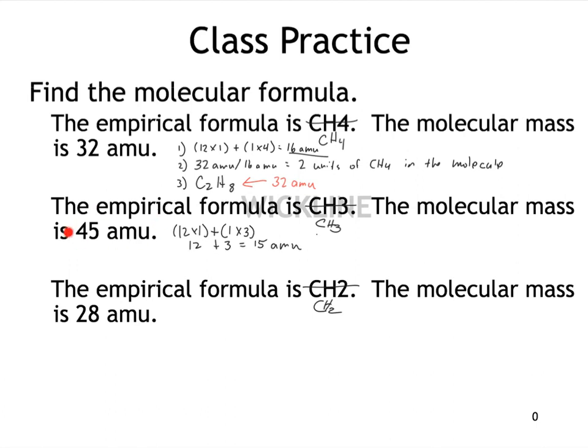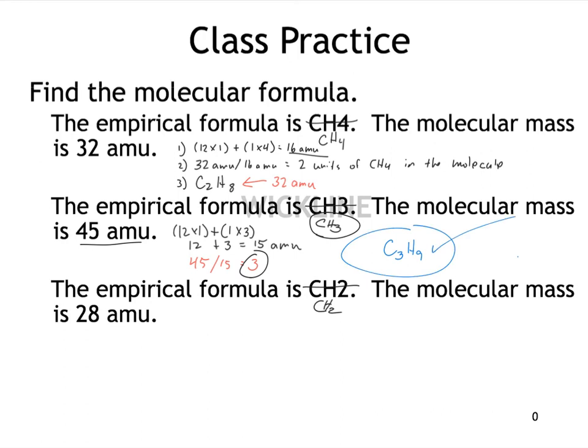But the mass of the molecule is 45. So 45 divided by 15 gives me the number 3. That tells me that there are 3 building blocks, or 3 units of CH3, in the molecule whose mass is 45. I need to multiply all of the subscripts in CH3 by 3 to get to this mass. So C times 3 is going to be C3, and then H3 times 3 would be H9. So this is my final answer.